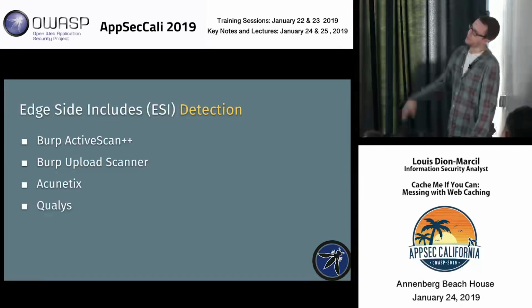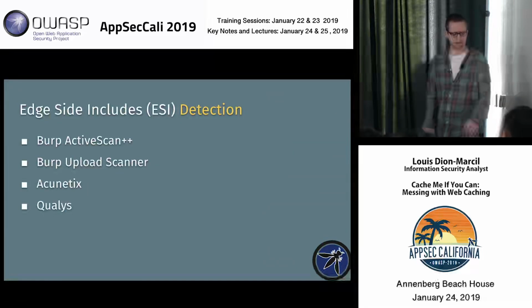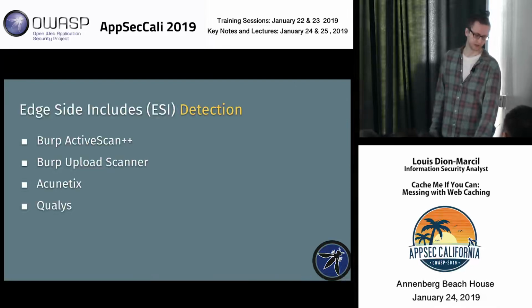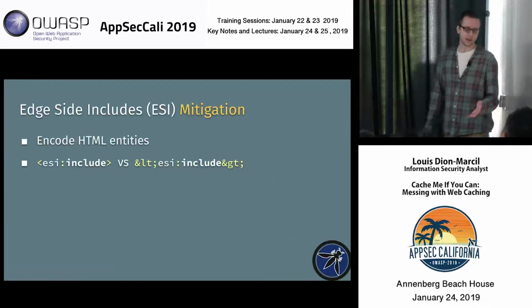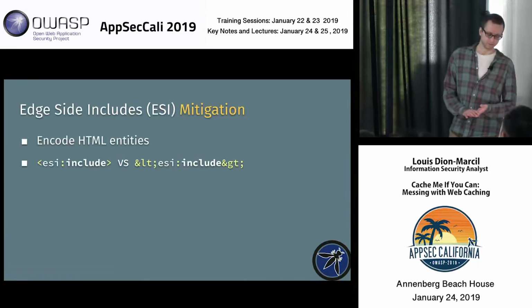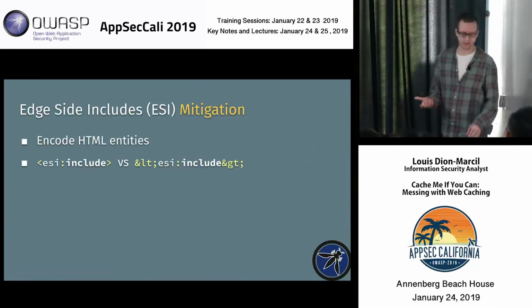So you can use any of them. You have Burp Active Scanner++, which I think was the first one to detect ESI. And then Burp Upload Scanner came up a few days after, and then Acunetix and Qualys, I think, took them like months to implement it. But still, they're all pretty good scanners. So how do you mitigate against edge side include injections? Well, obviously, you could encode HTML entities. I mean, it's an XML subset.